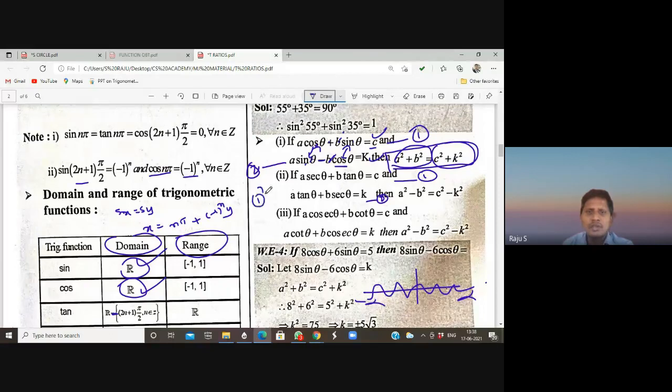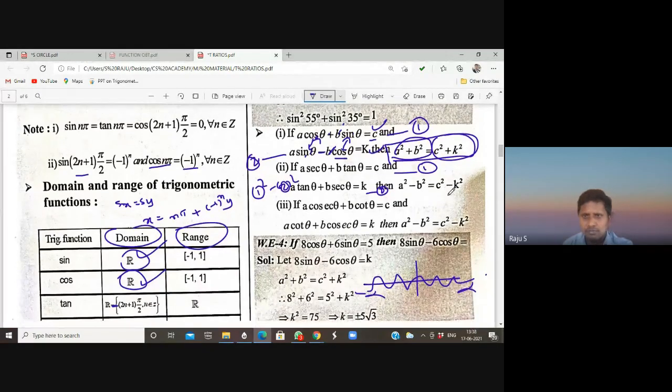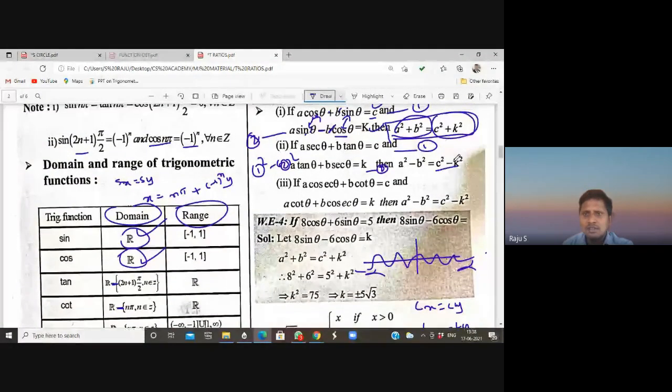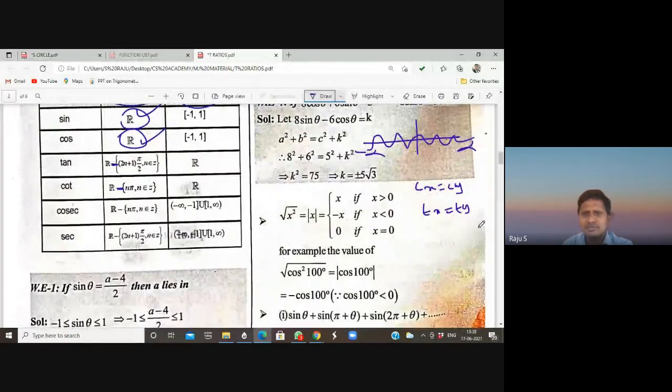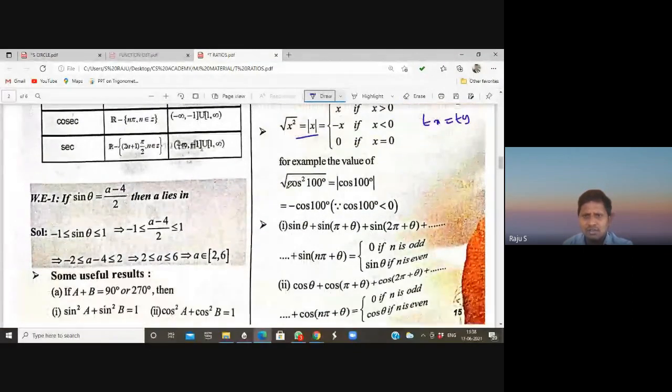So equation 1 squared minus equation 2 squared. That's all. The RHS is c square minus k square. C is there, k is there. Squaring and subtracting. The modulus condition we already discussed. See, this you have to remember.